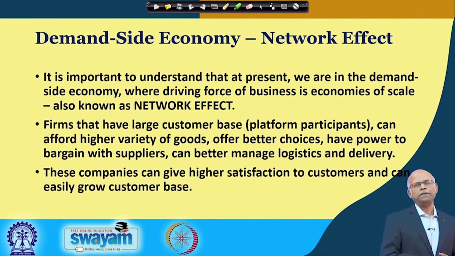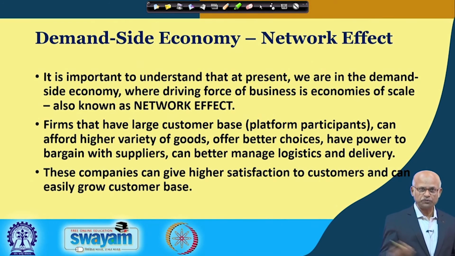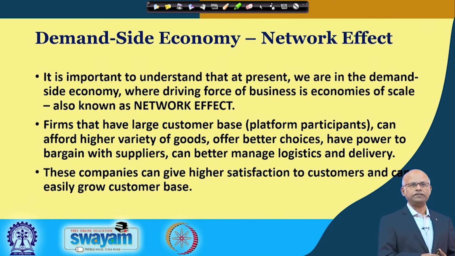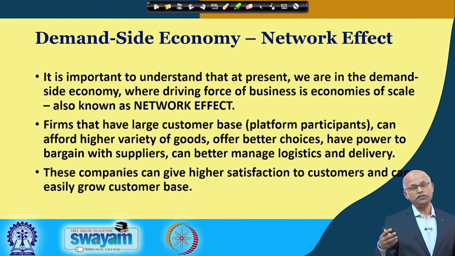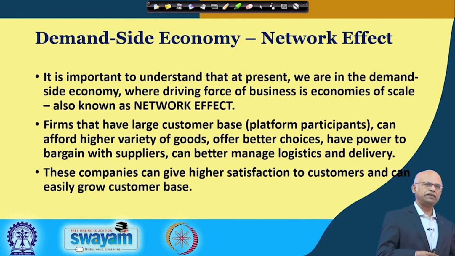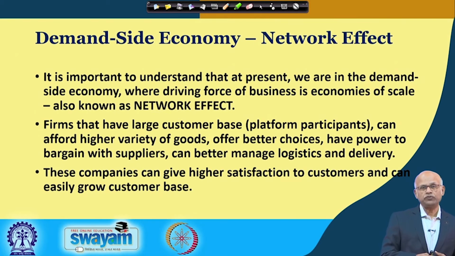Once they have a huge customer base, they can afford to bring variety. If you have 10,000 customers, out of them maybe 5 will have some kind of interest, but if you have 10 million customers, anything that you bring, there will be some people who will be interested in that. So, once you have a huge customer base, you can afford to give variety, better choices. Then because you buy in huge quantity, you can bargain with your supplier, and you can optimize your logistics both in the supply side as well as in the delivery side, because your customer base is huge, like Flipkart has their own supply network.